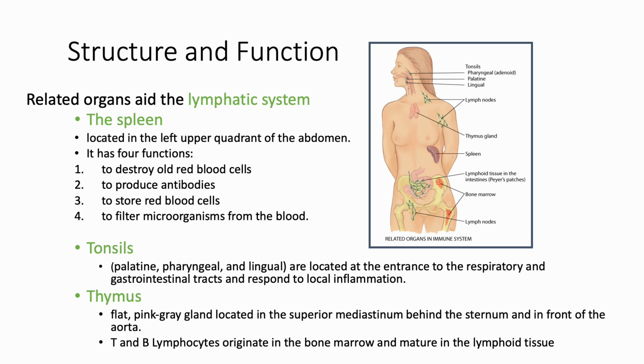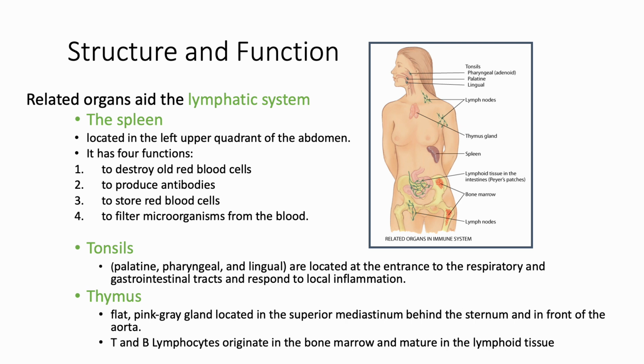The spleen is located in the upper left quadrant of the abdomen, and it destroys red blood cells that are old. It helps to produce antibodies. It stores red blood cells, and it filters microorganisms from our blood. So it's a very important organ for the lymphatic system.